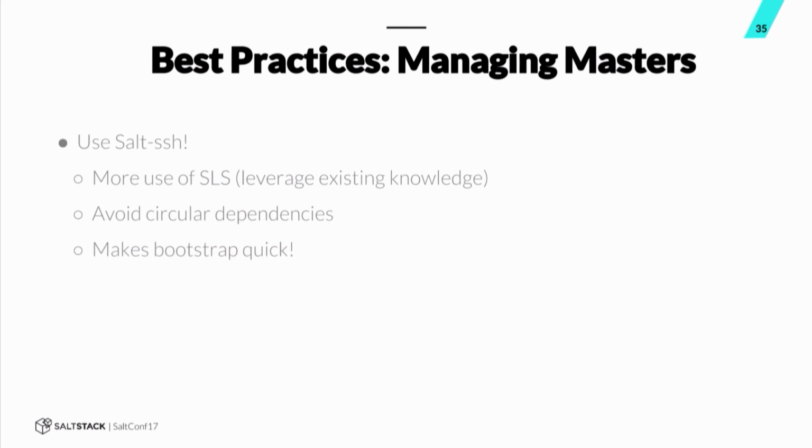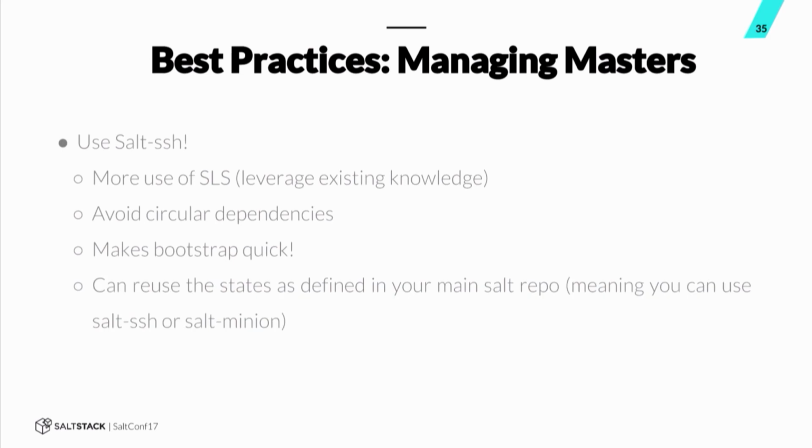Now, it doesn't mean that you can't use it, right? So for bootstrap, we can never make the circular dependency work. But later, we could actually reuse the same states on the master to have it maintain itself, and then when it's broken, some person can come in and just run it again through Salt SSH to fix the problem.